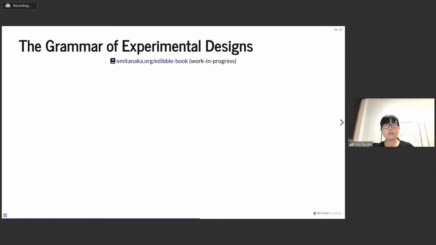So let me talk about the work that I've been doing in this area. I've been writing up a computational system about this, and I've been putting it in a book called The Grammar of Experimental Designs. It's not complete, but if you want to see the progress, you can always go to the link, emitanaka.org/edibook.